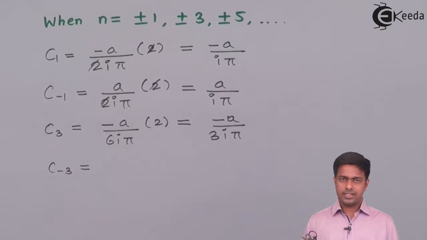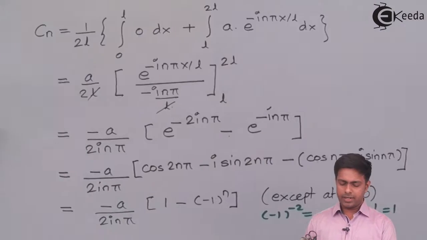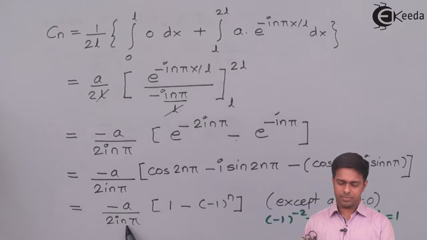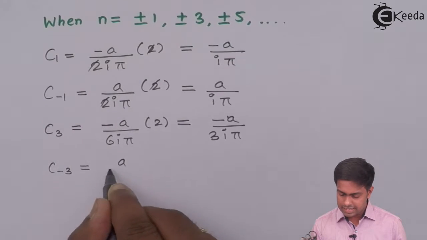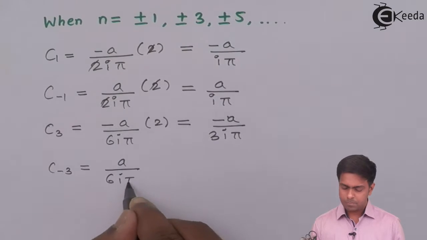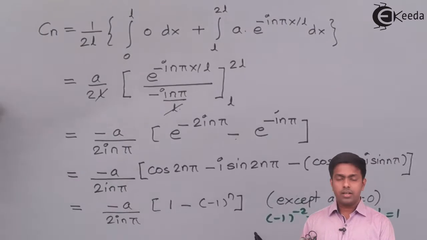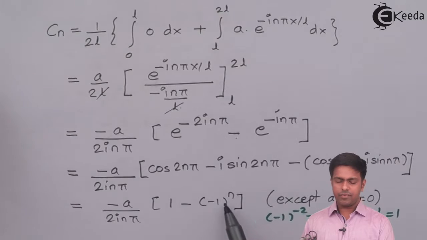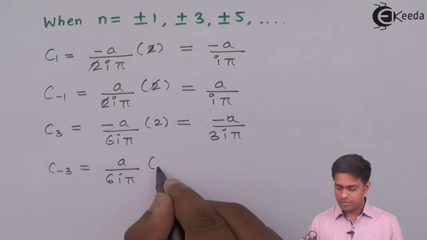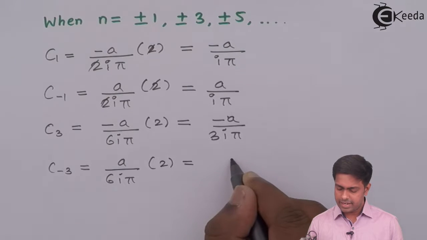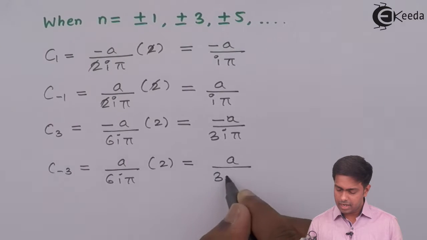So when n is negative 3, I'll be getting minus 3 into 2, that is minus 6, minus minus cancelled. I'll be getting a upon 6iπ. And guys, here if n is minus 3, again we will get 2 by using the same relationship. So here we have 2. So it means the answer is a upon 3iπ.